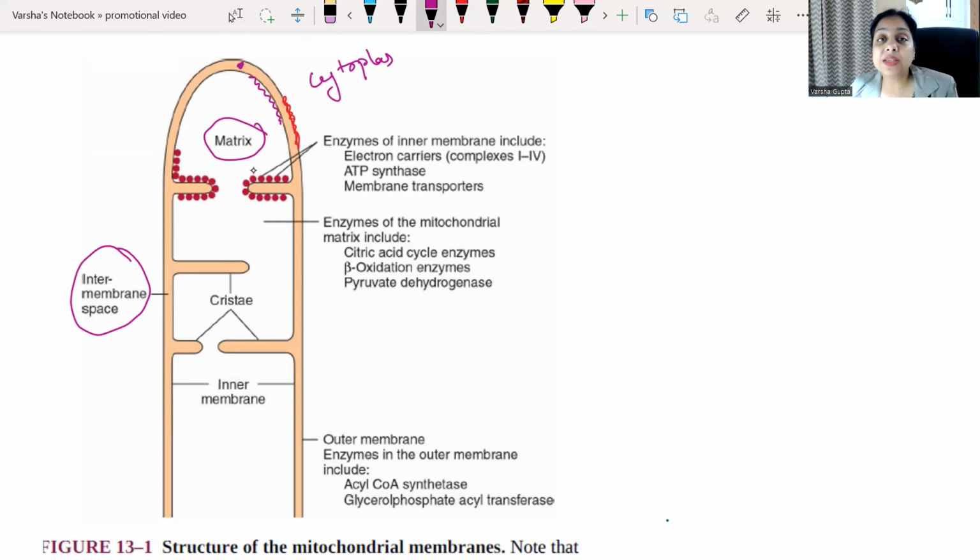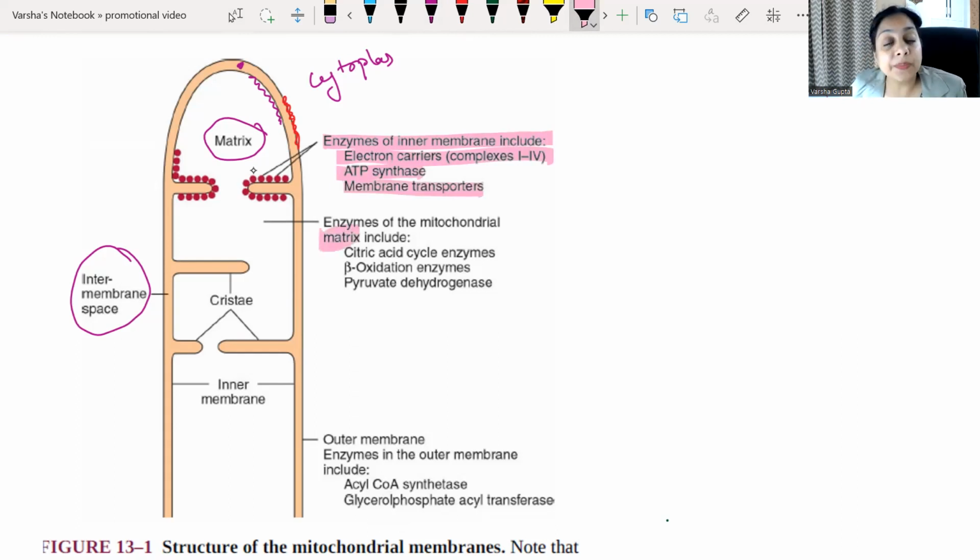For the examination point of view, you should know that there are a few processes happening in enzymes which are present in the inner membrane or in the mitochondrial matrix. Where are they present? That is a very important question for the exam. What kind of enzymes are attached to the inner membrane? The electron carriers, like complexes 1, 2, 3, 4, are all found in the inner membrane. ATP synthase, which we call complex 5, is also there, and the membrane transporters are there.